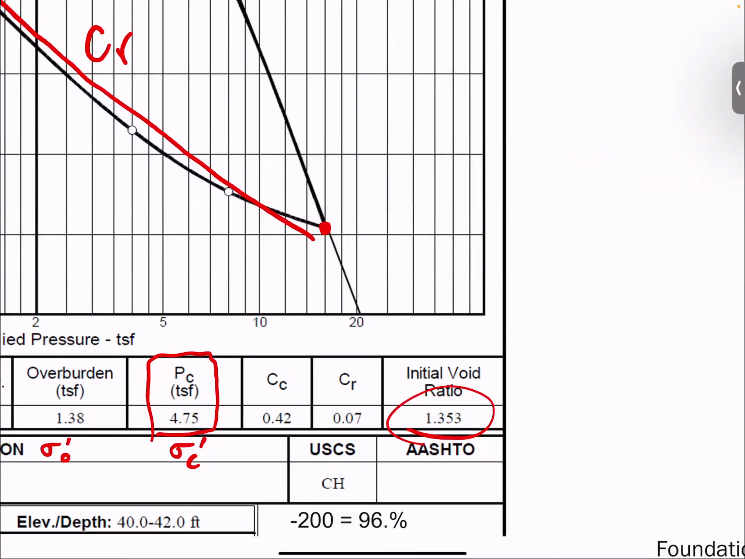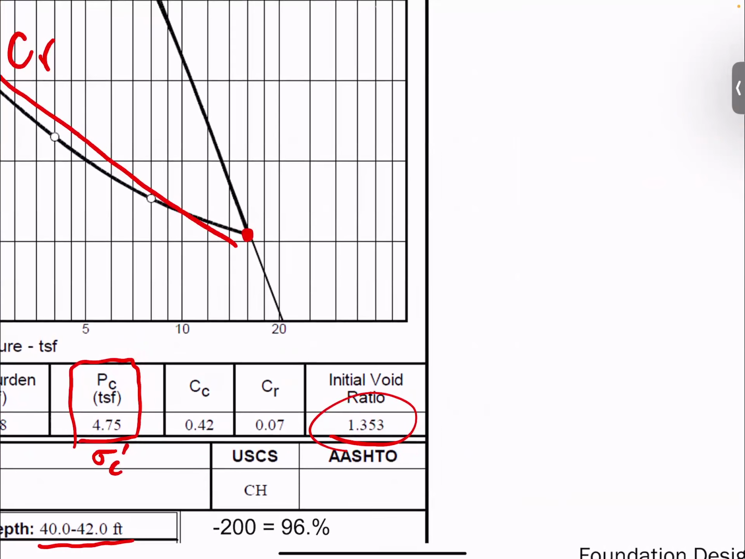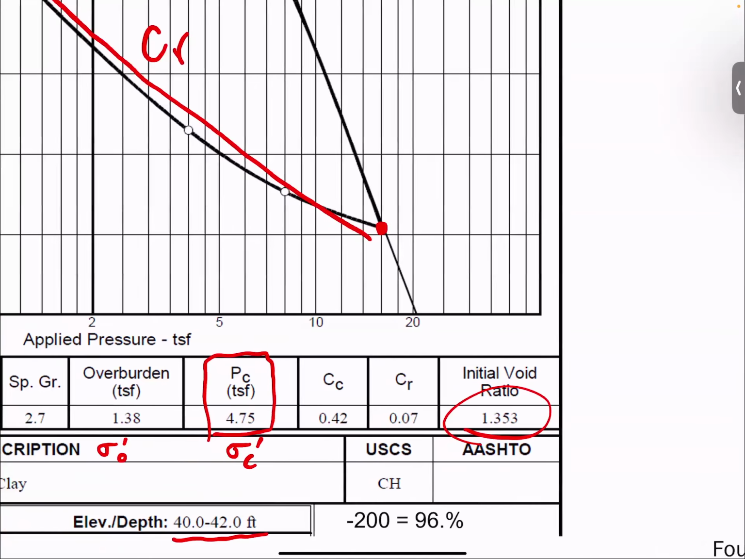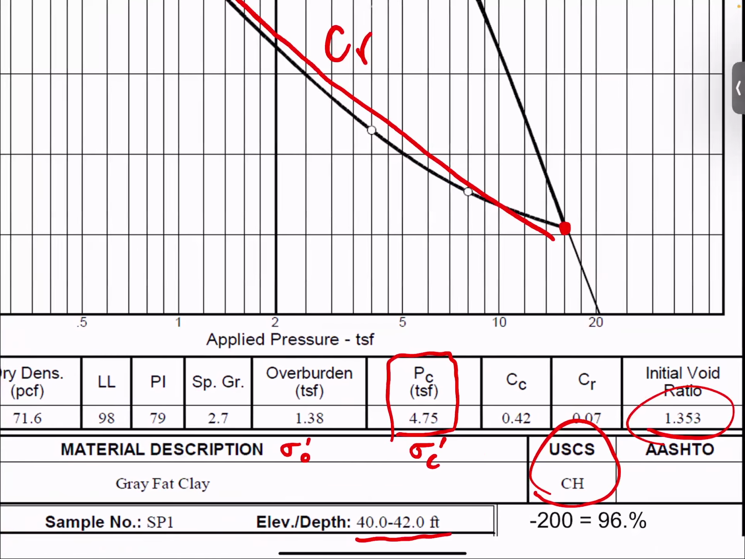You can see down here, what else do you see? Elevation and depth. So that's where the Shelby tube was collected from. The Shelby tube is 24 inches long, so they just push the whole Shelby tube through that 40 to 42 foot. And then the minus 200, you guys remember what that represents? The sieves, yeah. So that's the percent passing the 200 sieve, the smallest thing. So that is what is used for the USCS, right? Remember? It's a fatty clay. Yep. Big old gray fat clay.